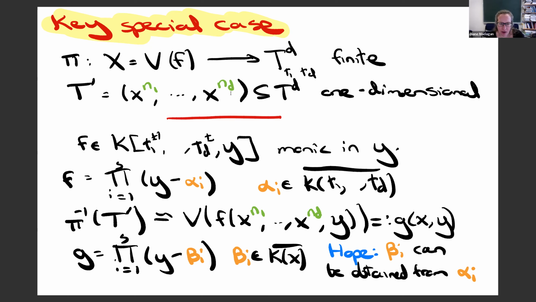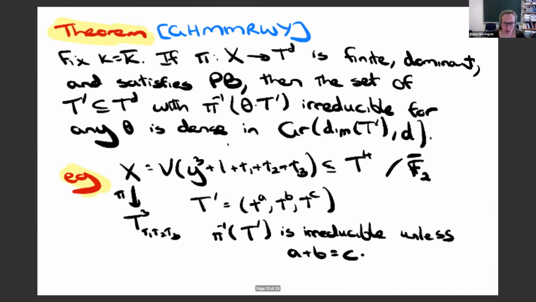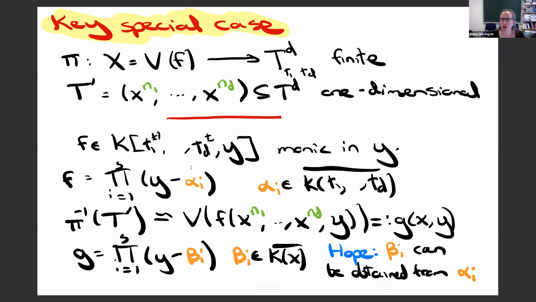It turns out we can also reduce to assuming that this hypersurface is monic in y. I'm imagining that my polynomial is given in variables t1 up to td, which are the coordinates on my torus that I'm projecting to, and then one extra variable y. In the example, I had t1 up to t3 and one extra variable y. So imagine that we can reduce to that case. It's monic in y, so I'm going to factor it. Where? We'll think of it as a polynomial in y with coefficients in my field of rational functions. That means I can factor it over the algebraic closure.